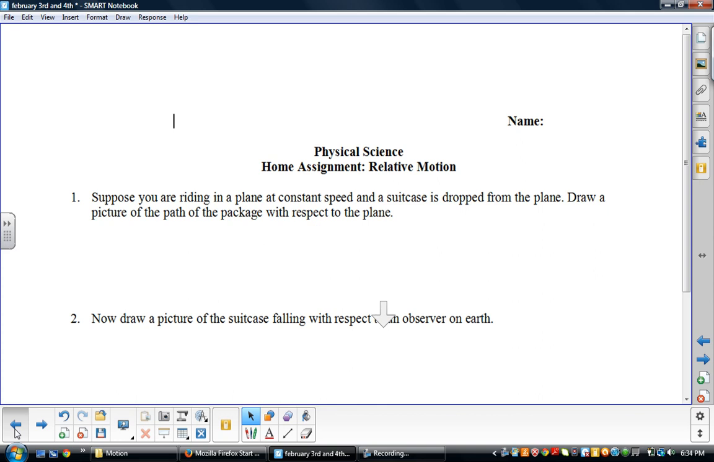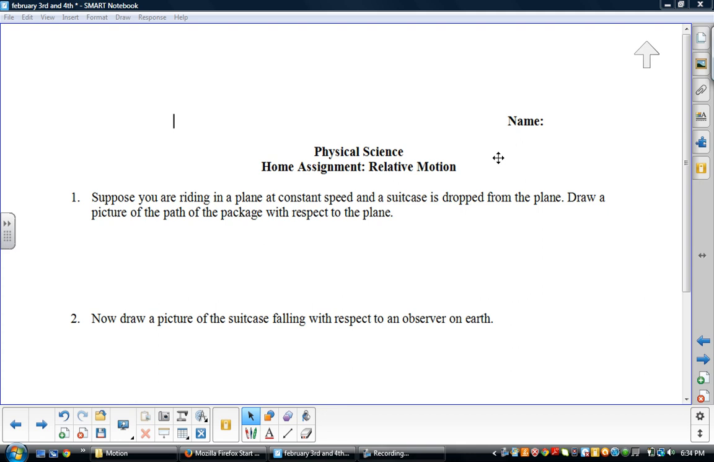Alright, you should have a paper that looks like this. If you don't have this yet, this is a good time to get it passed out. At top it says home assignment relative motion. We're not going to use it as a home assignment, though; we're going to use it as a classroom assignment. So pause if you need to, and everyone get that paper out.